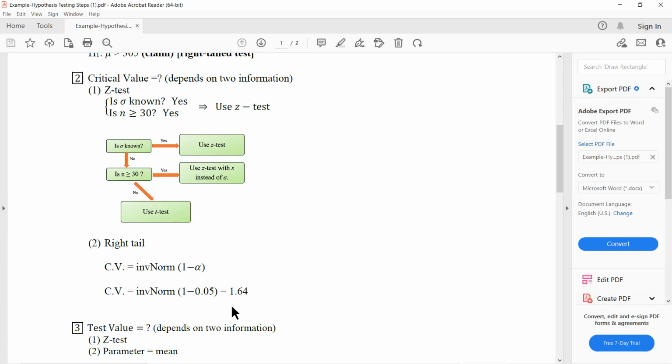You don't have to copy the flow chart. You just have to answer the 2 questions at the top. And then the next part of step 2 would be to write what your critical value is. Your critical value is the inverse norm of 1 minus 0.05, which is 1.64.